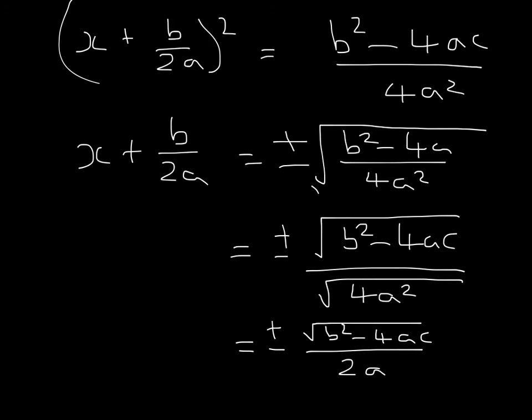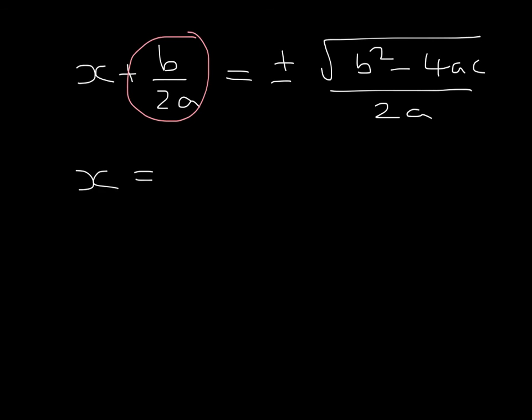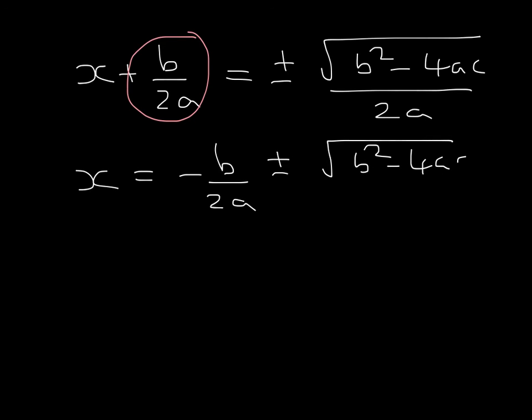Right, so what have we got now? We have x plus b over 2a, and that equals plus or minus the square root of b squared minus 4ac over 2a, and this should start looking very familiar. So the final thing to do is to take this term away from both sides. So we get x equals minus b over 2a plus or minus the square root of b squared minus 4ac over 2a. You can see we're nearly there.